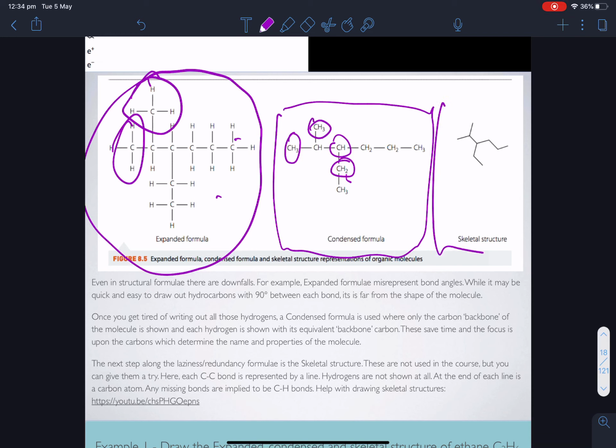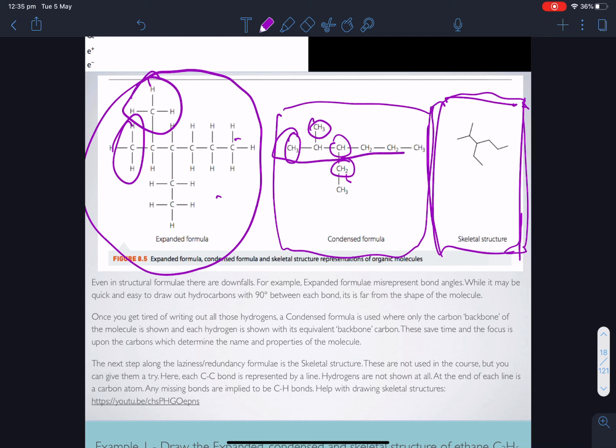You can go a bit more. We don't tend to do it in this course, but I'll do it occasionally and throw it in there. It's called the skeletal structure. So it's the bare bones. What we do here is we only show the bonds between carbon to carbon or carbon to any other atom. We don't show any hydrogens. So this is the same molecule, but it's just showing the carbon to carbon bonds.